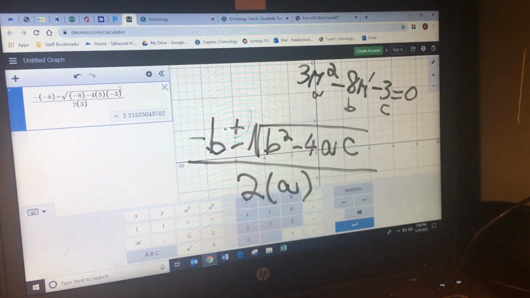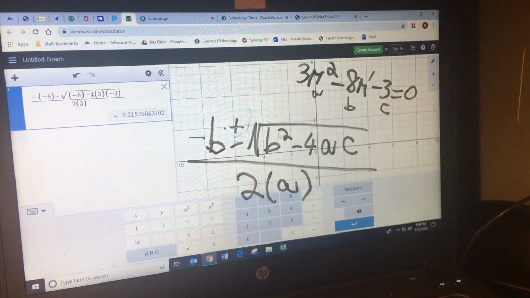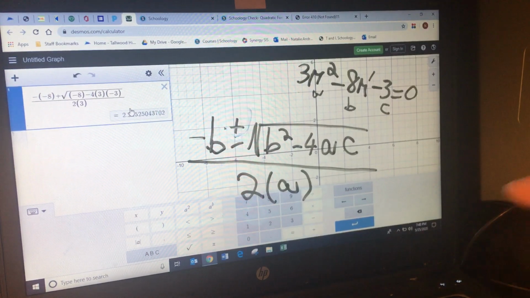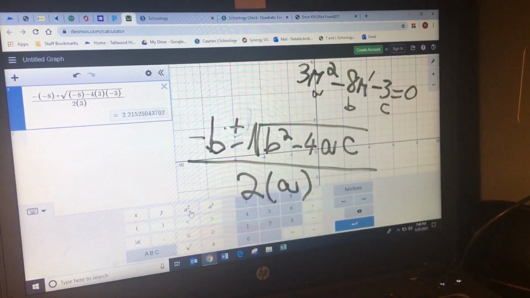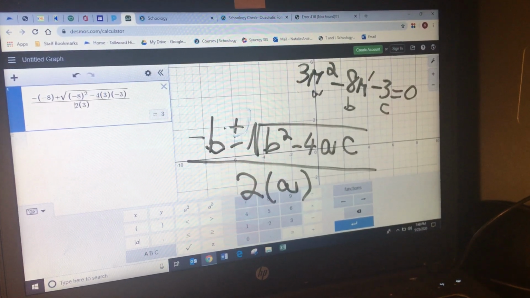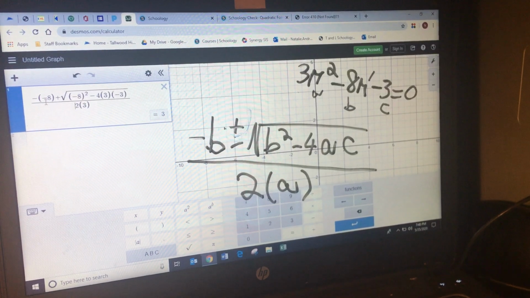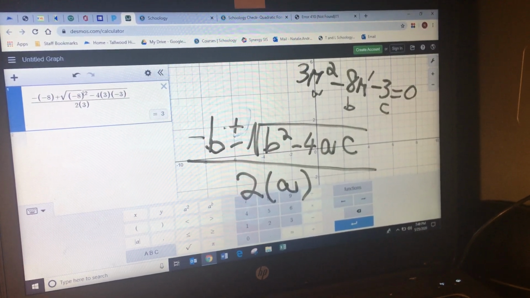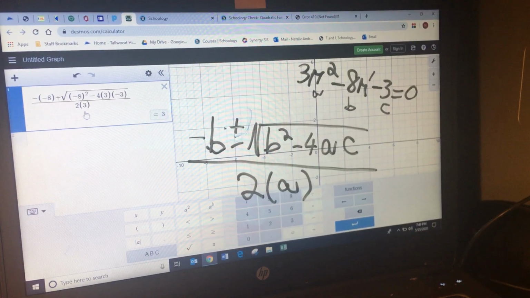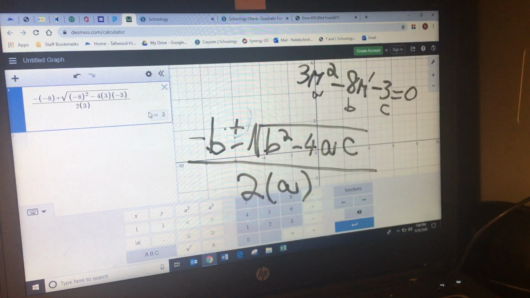Let's double check something. See this square here? Gotta make sure we put that in. So let's always double check ourselves. Okay, there you go. So I got my negative. There it is, negative 8, plus, we're only using 1, I got my square, 4ac, good, okay, that's great. All right, that's our first answer, which is 3, okay, great.